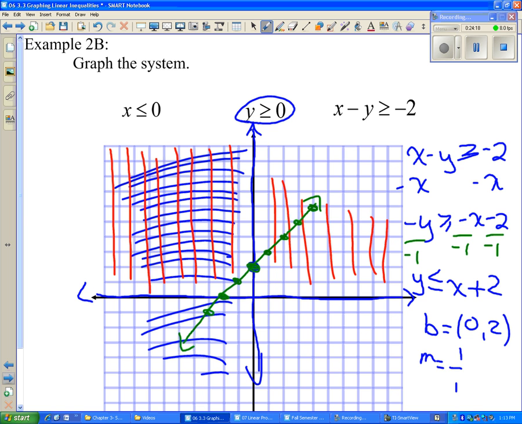Since I divided by a negative, I want what's below this. So my triply shaded region is actually this small green triangle right here. Again, all three of my equations have the equal sign, so all three lines are solid. All three lines are part of this. That is my region. That is the answer to this.